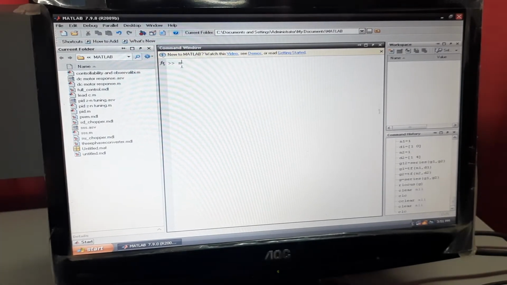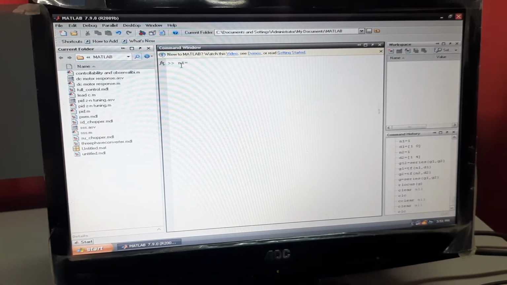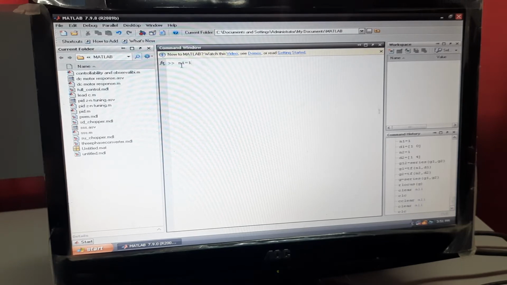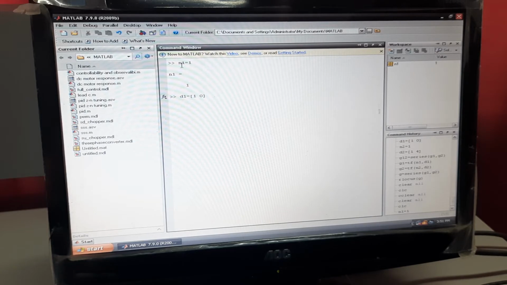So N1 will be 1, and give enter, and D1 will be equals to 1 space 0. Why have I taken 1 space 0? Because our aim is to find 1 by S. So it is nothing but 1 into S to the power 0 by 1 into S to the power 1 plus 0 into S to the power 0. So it will be 1 by S.